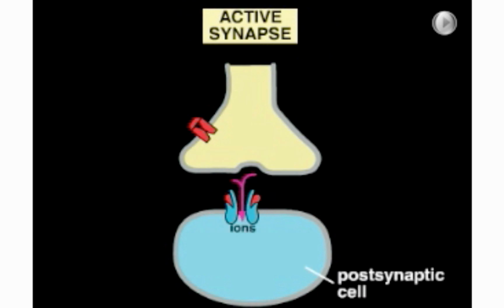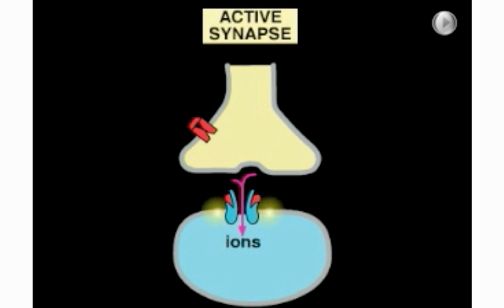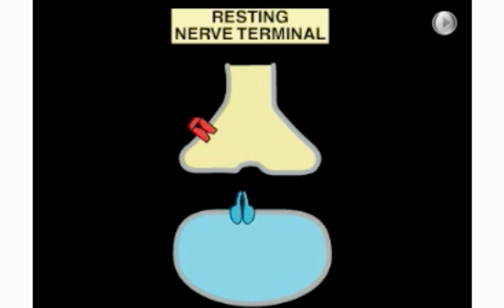The resulting ion flows depolarize the plasma membrane of the postsynaptic cell, thereby converting the neurotransmitter's chemical signal back into an electrical one that can be propagated as a new action potential. The neurotransmitter is quickly removed from the synaptic cleft, either by enzymes that destroy it, or by reuptake into the nerve terminals or neighboring cells.